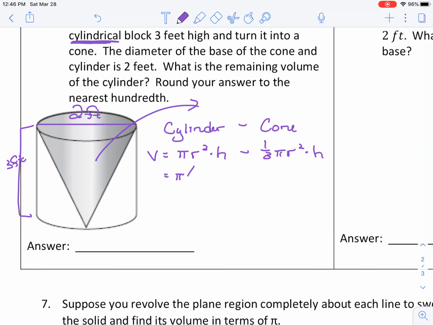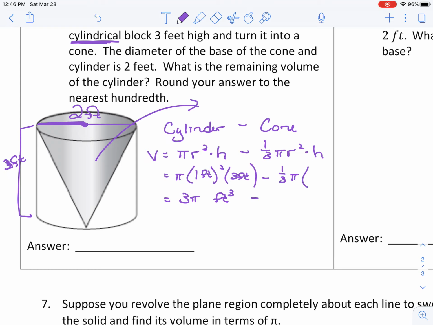So in the cylinder, I need the radius first. The radius is the distance from center to edge. That's not currently labeled because I want to go center to edge, and 2 feet is the entire length. So I just want half of that. My radius is 1 foot. And then the height, we already were told, was 3 feet. So this would just be times 3 feet. So if you wanted to, you could go ahead and find that this whole cylinder is 3 pi cubic feet in volume.